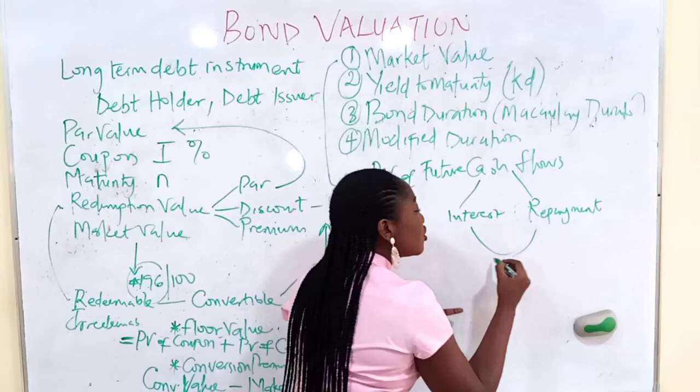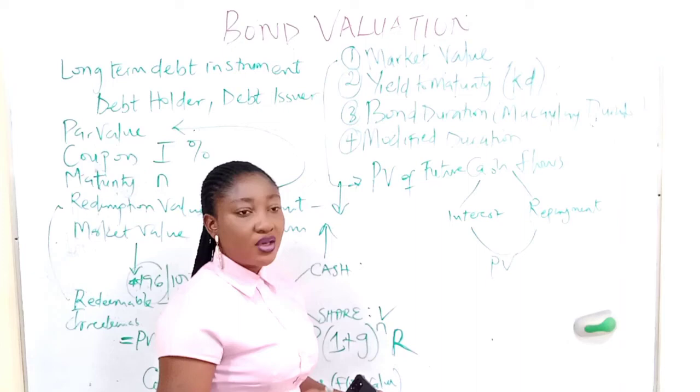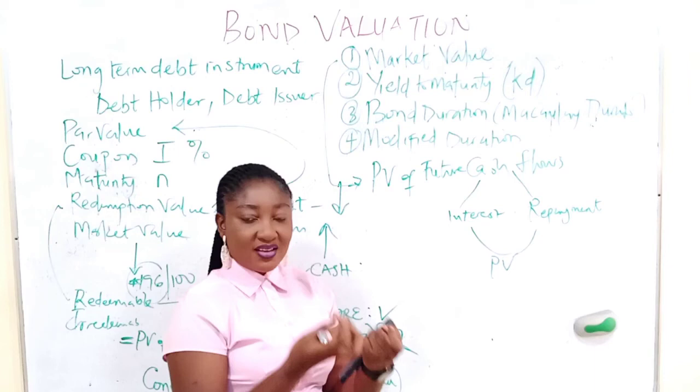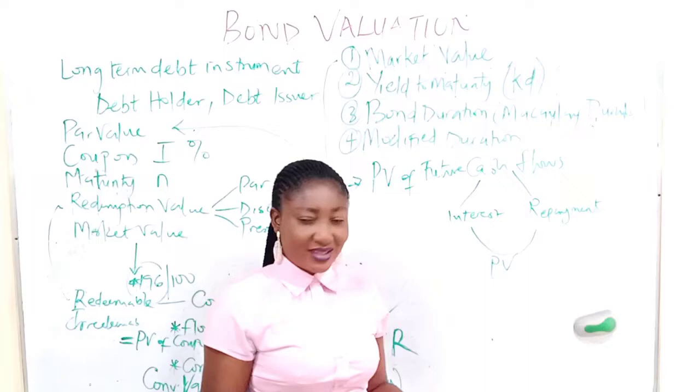Whenever you discount something to reduce the value, let me know what the worth is today. Don't tell me you give me 50 million in the future and I will take you with 50 million. If I discount it, it might be like 45 million. It means that in the future, 50 million I will collect is like 45 million of today. Do you understand? So the present value of future cash flows is how to calculate your market value. Now let's go back to the question.